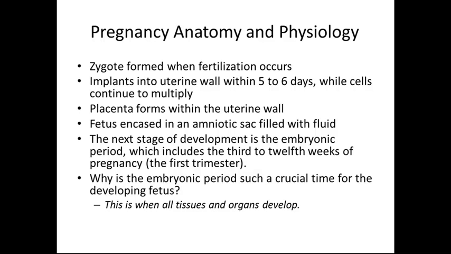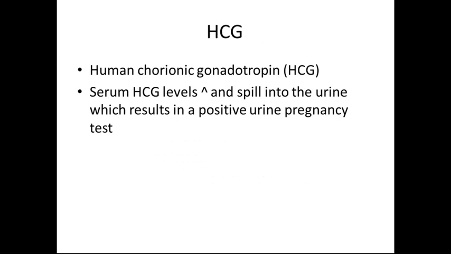The next stage of development is the embryonic period, which includes the 3rd to the 12th week of pregnancy, or the first trimester. Why is the embryonic period such a crucial time for the developing fetus? This is when all tissues and organs develop, hence why it is so important for maternal nutrition and health.